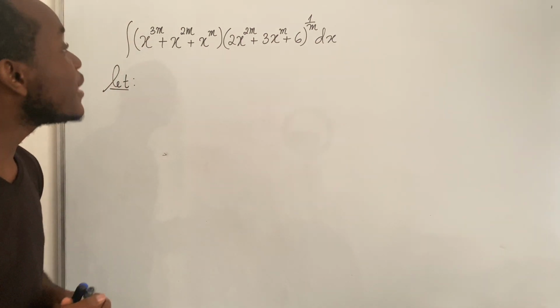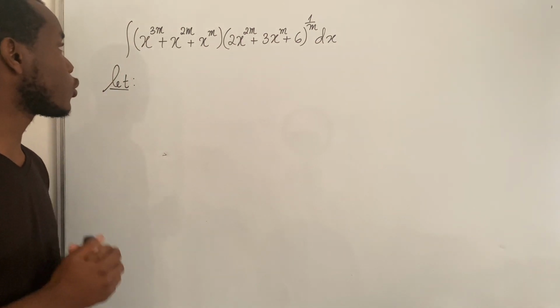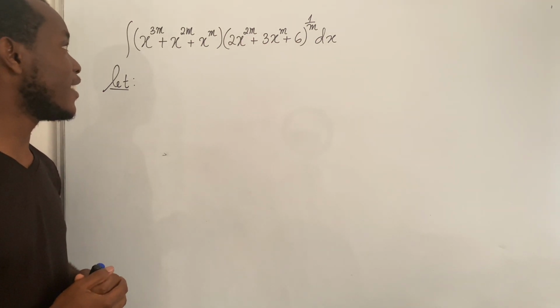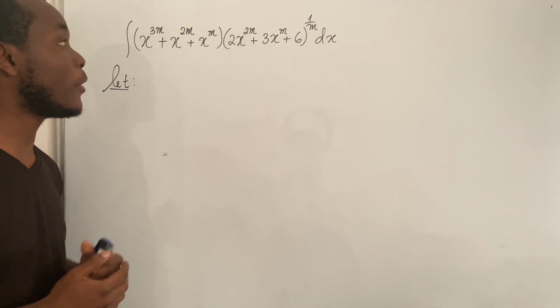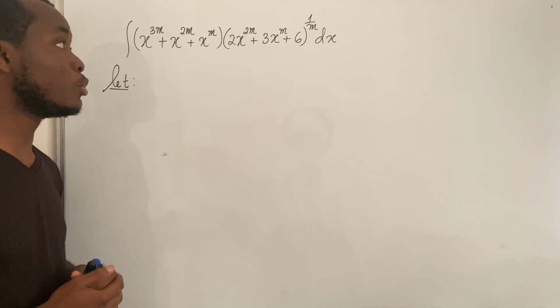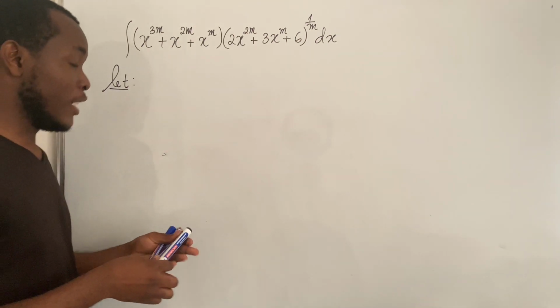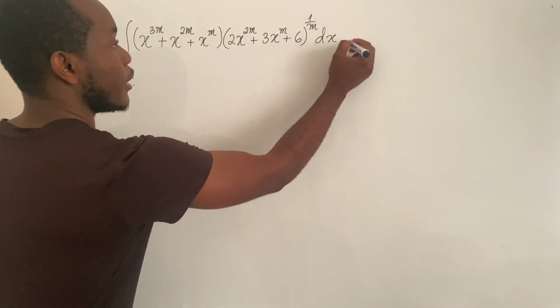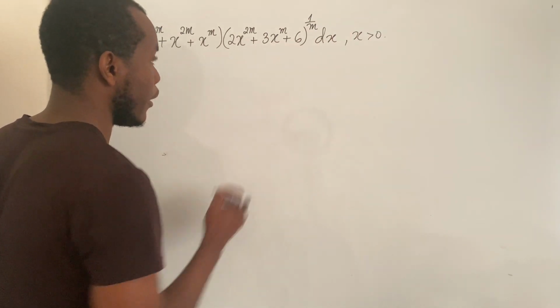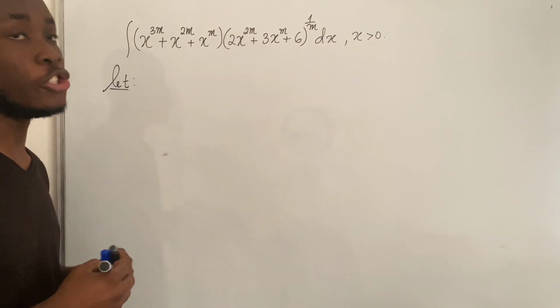So today we have this integral to solve. Integral of x to the power 3m plus x to the power 2m plus x to the power m times 2 to the power all that expression. Let's solve this considering that x is greater than 0 as it's given the condition.